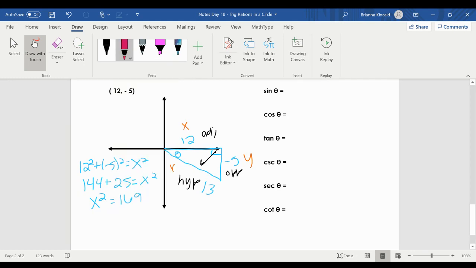So sine, the opposite over the hypotenuse, or the y over the r, is negative 5 over 13. Reciprocal of sine is cosecant. I flip that fraction. Negative 13 over 5. Cosine, the adjacent over the hypotenuse, or the x over the r, is 12 over 13. Secant is the reciprocal. I flip that to become 13 over 12. And the tangent, the opposite over the adjacent, or the y over the x, is negative 5 over 12. The reciprocal of tangent is cotangent. I flip it to get negative 12 over 5.